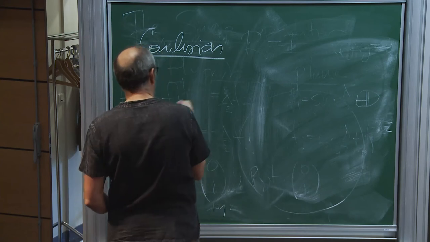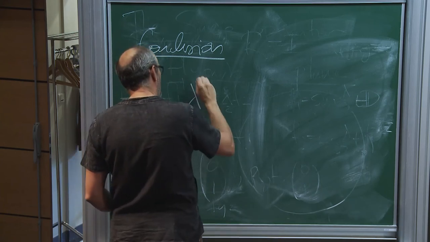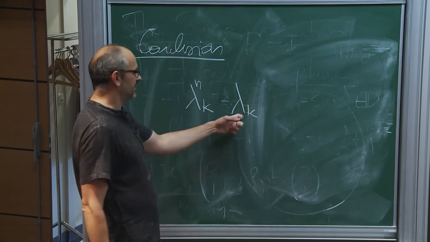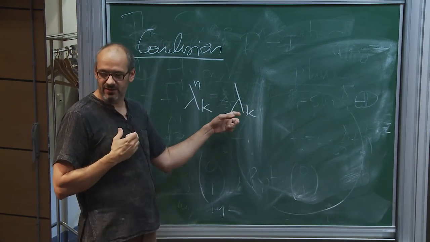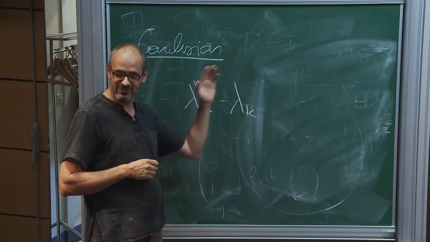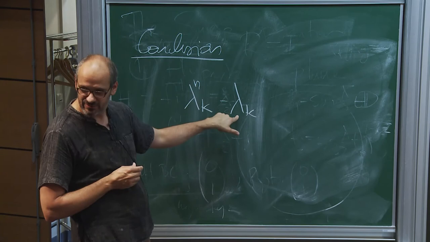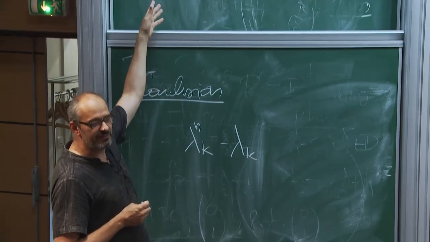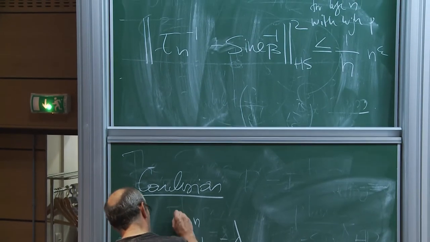So if you look at lambda_n of k minus lambda k, this is the kth eigenvalue in the index bound by k. So the one to the right of 0 will be 1 and so on. This is the kth eigenvalue in the sine beta process. This is the kth eigenvalue in the lifted process.